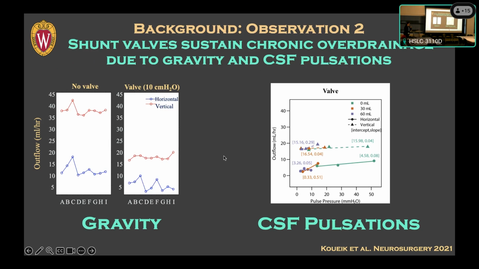And then we wanted to see what pulsations do on the valves. So in this graph, we have different pulse pressure values, and on the y-axis, the outflow. And we can see that in the horizontal position, and not the vertical, as the pulsations are increased, these are the solid lines right here, the outflow increases. This effect is not seen in the vertical position because gravity is the major source and the pulsations are diminished.